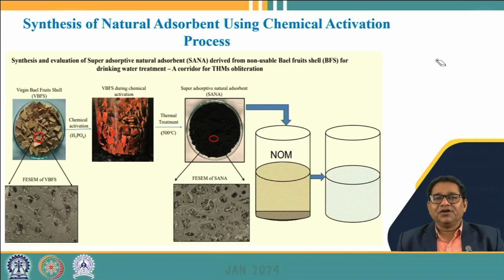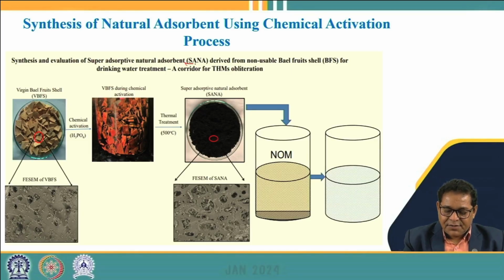Similarly, we discuss the synthesis of other natural adsorbents using the chemical activation process. Here we will describe SANA. SANA is the short form of super adsorptive natural adsorbent, which is derived from non-usable bael fruit shells, called BFS, for drinking water treatment.